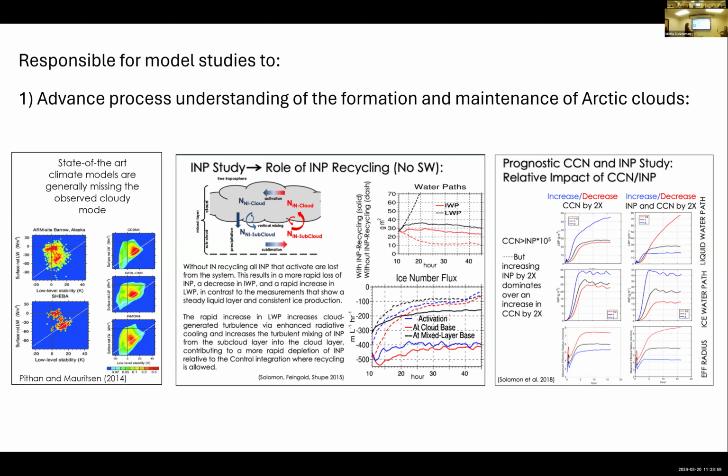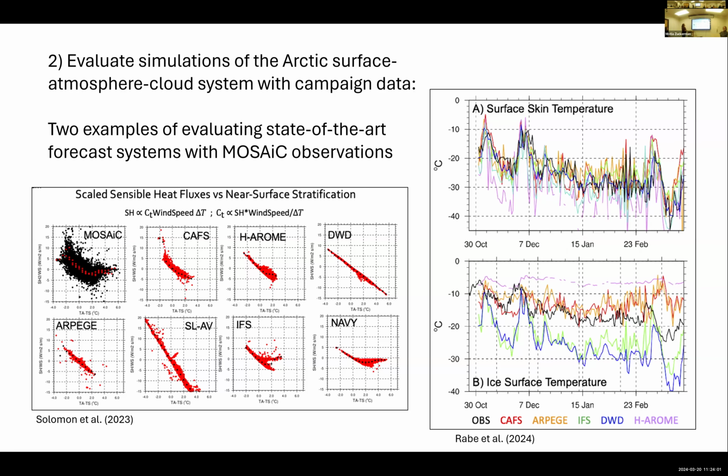Next slide. My other role is to evaluate simulations of Arctic surface atmospheric cloud systems with campaign data. These are just 2 examples using observations from MOSAiC. On the left, this is a diagnostic that we really like to use because it's telling us directly about parameterizations for the sensible heat flux. These are just scatter plots: sensible heat flux divided by wind speed on the y-axis and near surface stratification on the x-axis. And these are the observations.